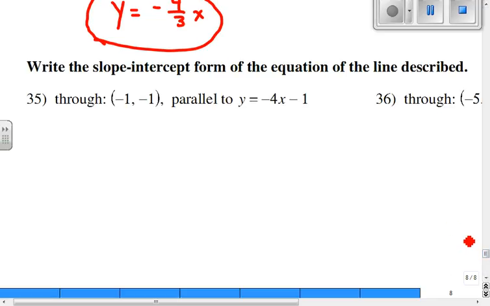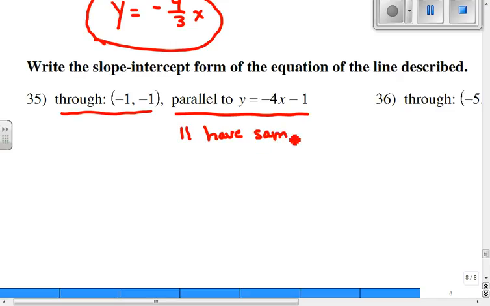The last problem for the odds, we're asked to write the slope-intercept form of the equation of the line described. So we want it to go through this point right here. We want it to be parallel to this line. Well, how do we do this? We know that parallel lines have the same slope. So that means the slope of my new line is going to be the same as this slope. So the slope of my new line is going to be negative 4.